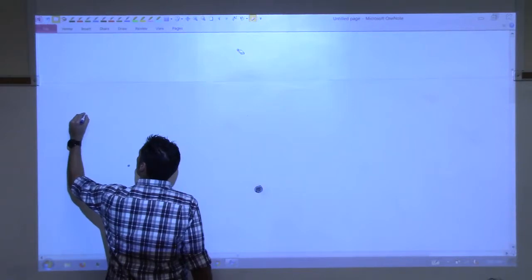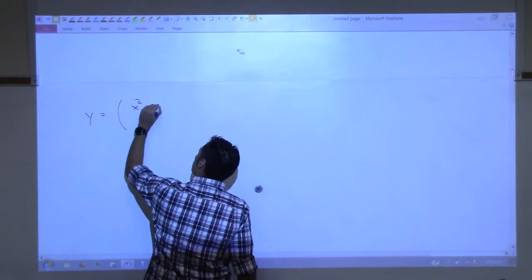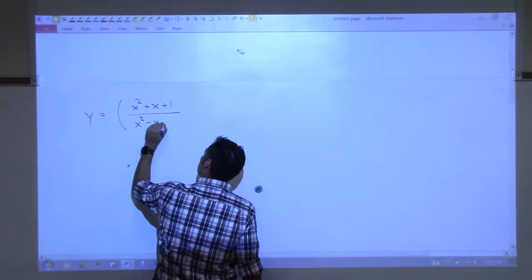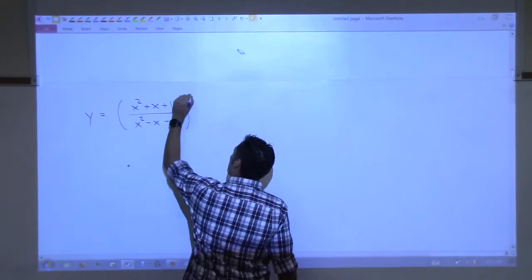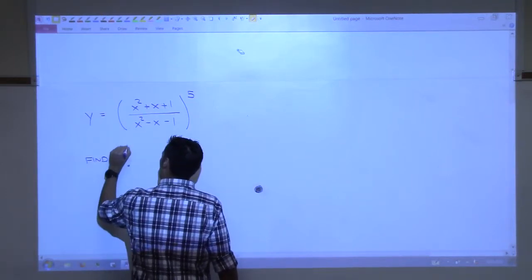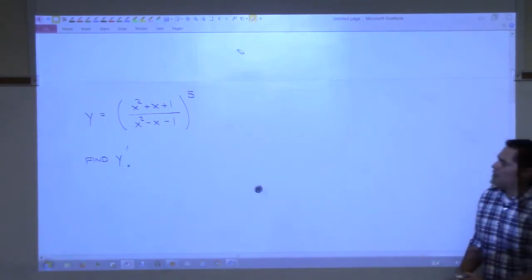How about this one? y equals, in parentheses, x squared plus x plus 1 over x squared minus x minus 1, all to the 5th power. So what we're going to do here is try and find y prime, find the derivative. All right, so when you look at this, what are you seeing? You see some chain rule? Explain. You see the 5th power.